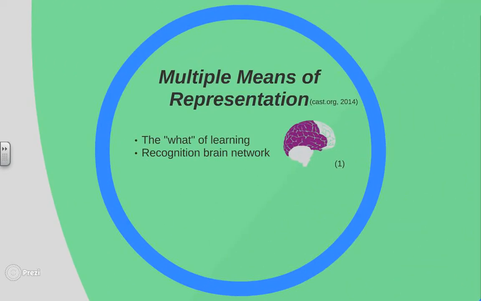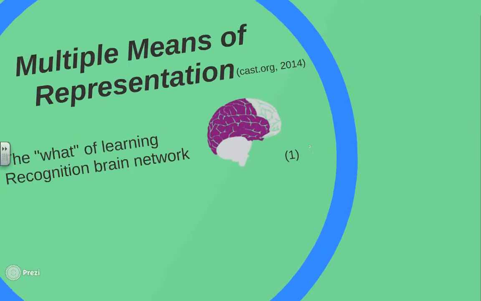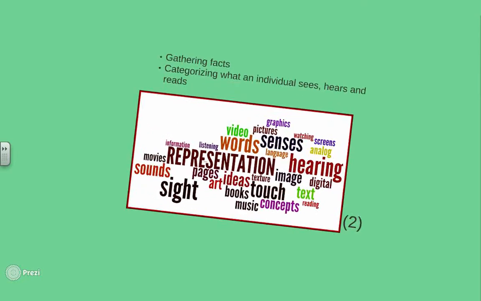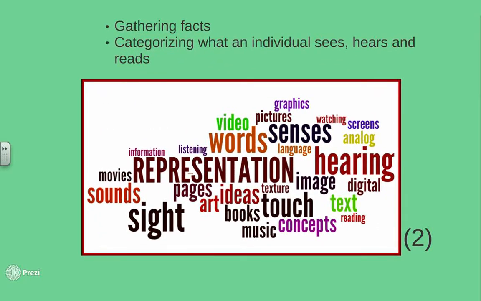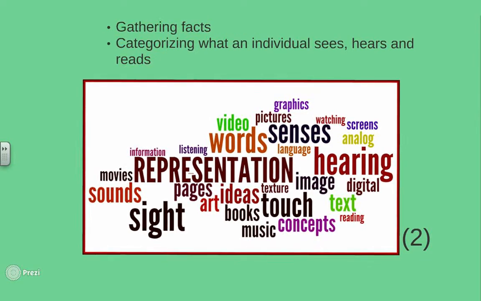Multiple means of representation, or the what of learning, utilizes the recognition network. The recognition brain network is used to gather facts and categorize what an individual sees, hears, and reads. This information might be presented to the students through listening activities, words, reading, sounds, touch, just to name a few ideas.